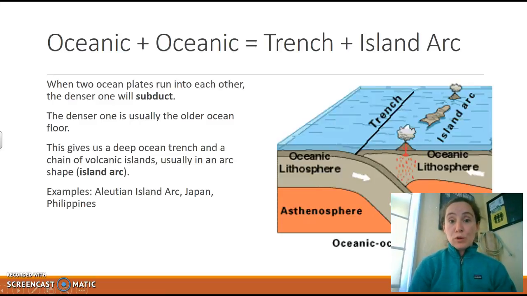Some examples: the Aleutian Island arc, which comes off the coast of Alaska, Japan, and the Philippines. So again, some volcanic activity, earthquakes, and these islands in the middle of the ocean.